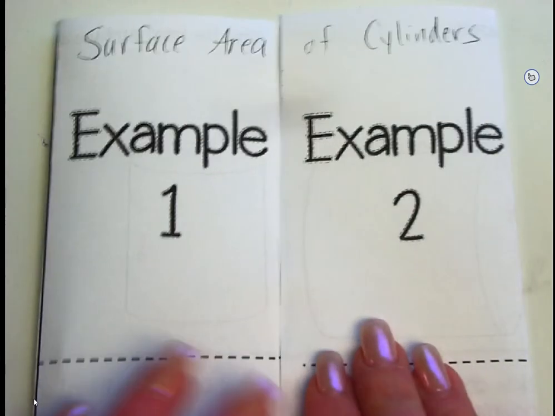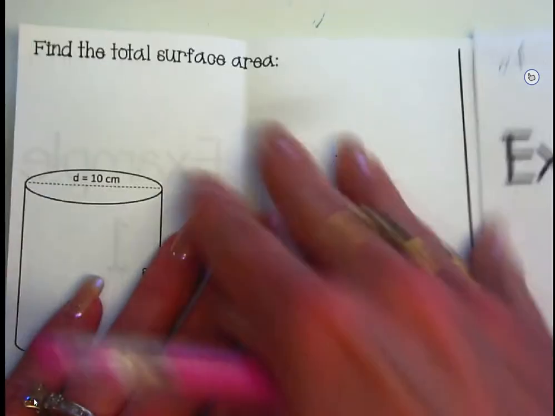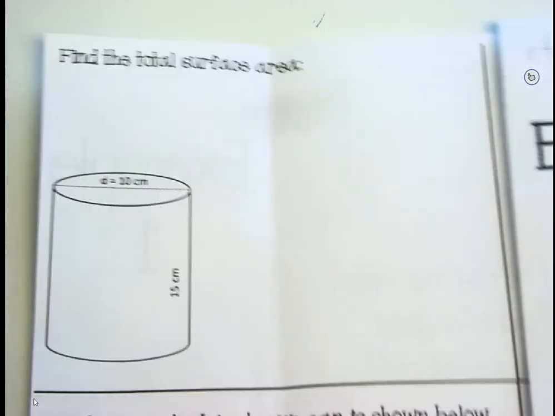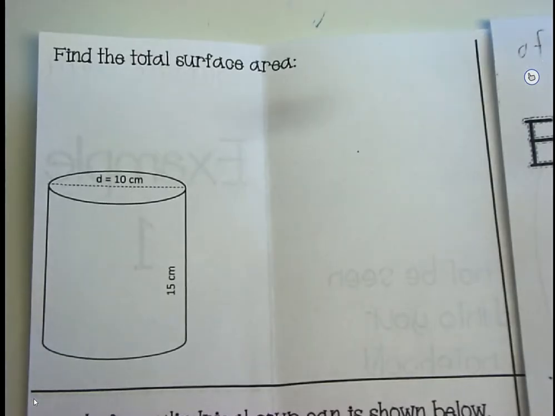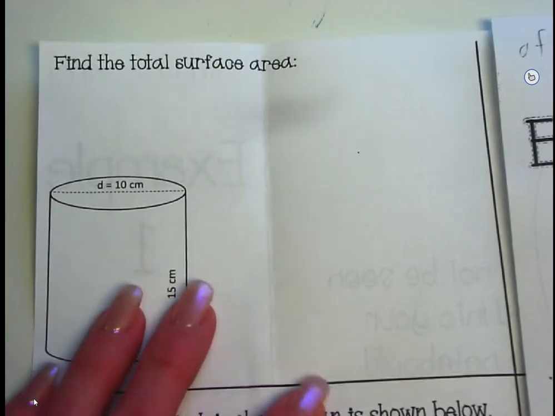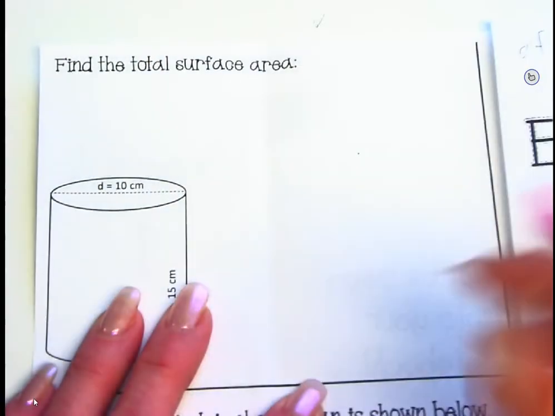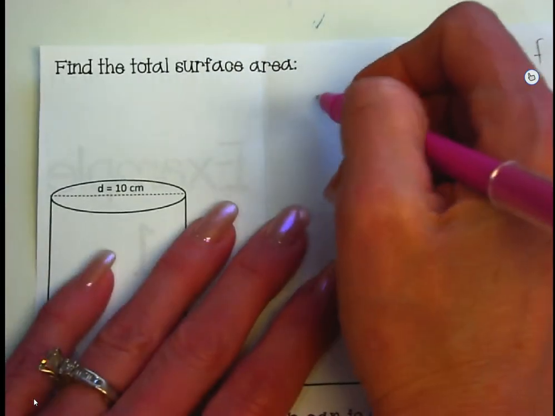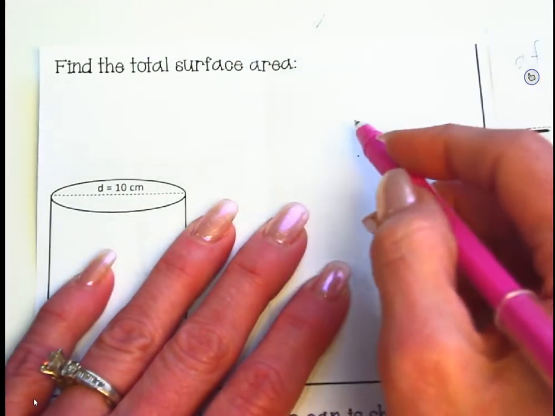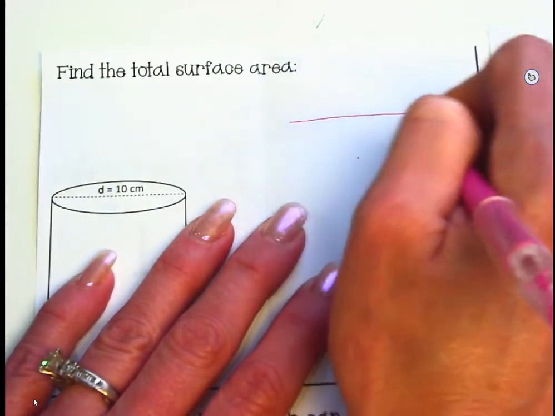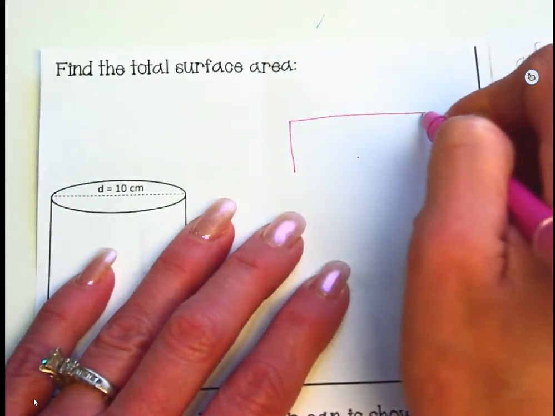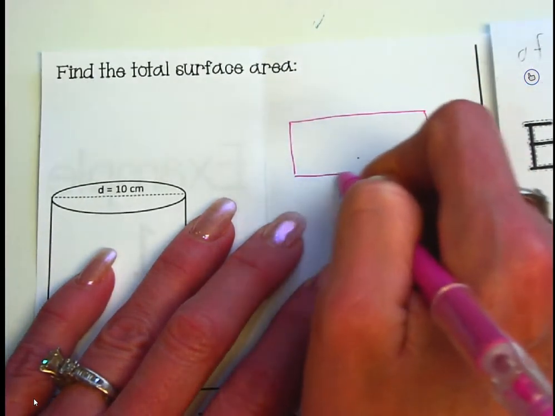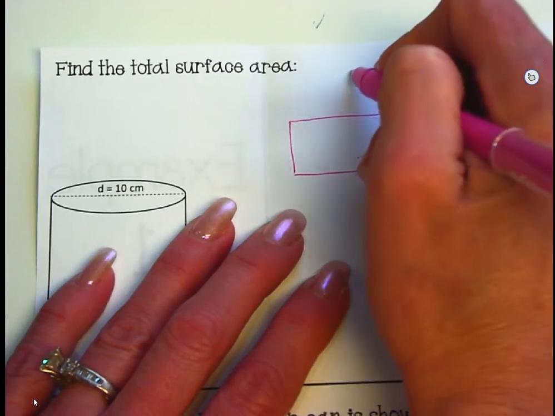So we're going to start with one example, and we're going to find the total surface area. When we have surface area, just like we saw before, I'm going to show you how we come up with the formula. To make a can, it doesn't just automatically become a three-dimensional shape.